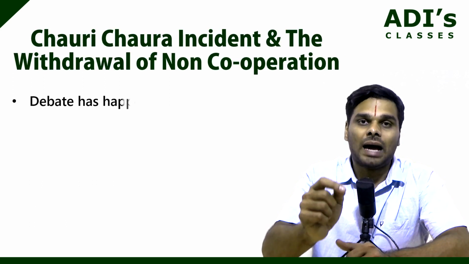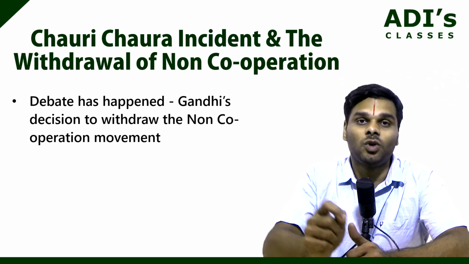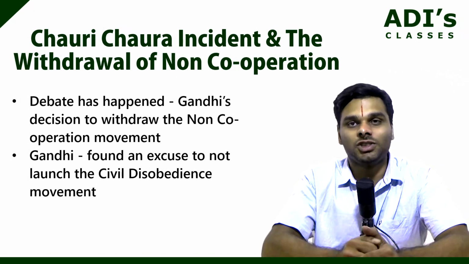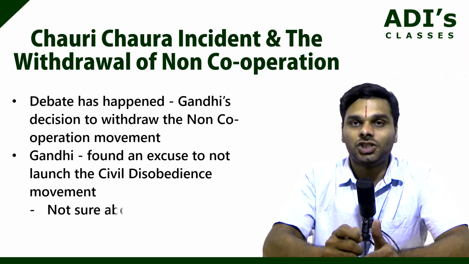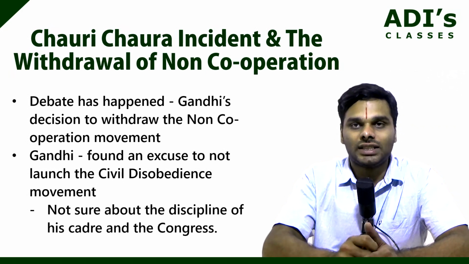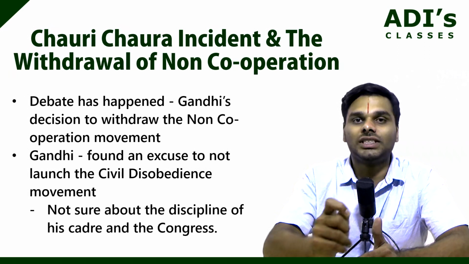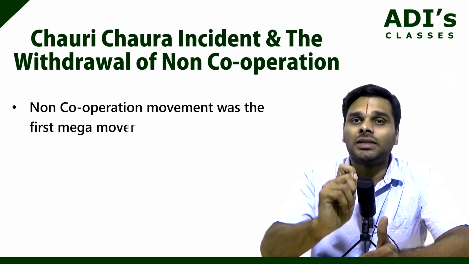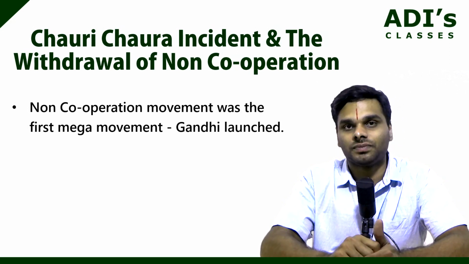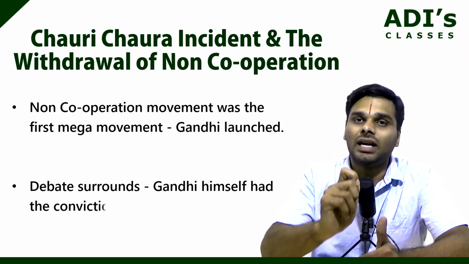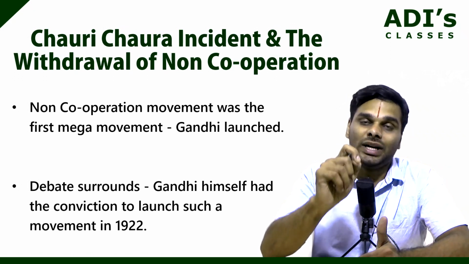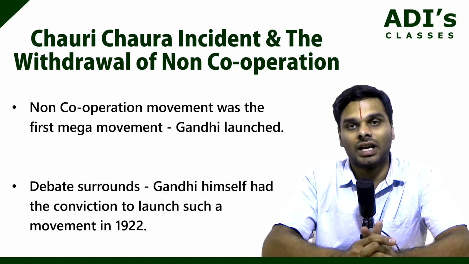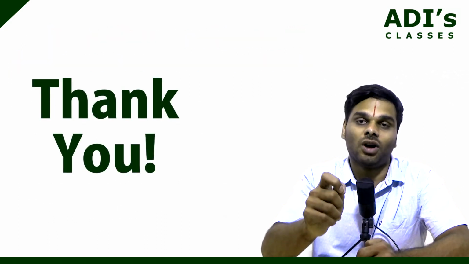A lot of debate has happened on Gandhi's decision to withdraw the non-cooperation movement. Gandhi, in a way, found an excuse to not launch the civil disobedience movement because he was still not very sure if his cadre and the cadre of the Congress had the necessary discipline to carry out a civil disobedience movement. Also, the non cooperation movement was the first mega movement that Gandhi had launched. It could also be debated as to whether Gandhi himself had the conviction in 1922 to launch such a movement. Gandhi did whatever he thought was necessary at that time. We will discuss whether his decision was right or wrong in the video to come.